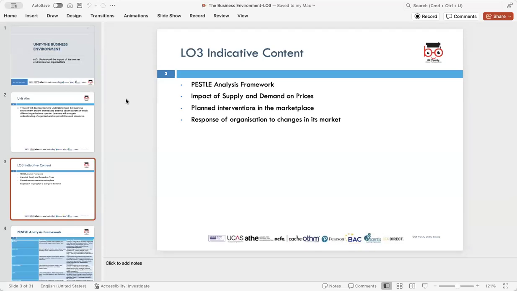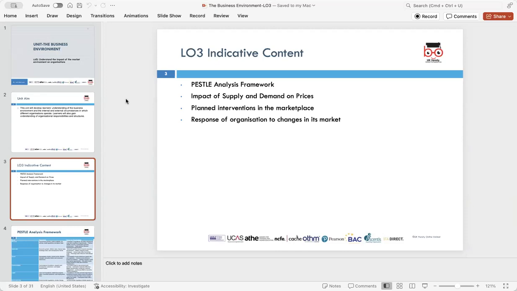Organizations often engage in planned interventions to influence market conditions, such as marketing campaigns, product launches, and pricing strategies. So we will analyze how these interventions are designed and their impact on market dynamics and organizational success.